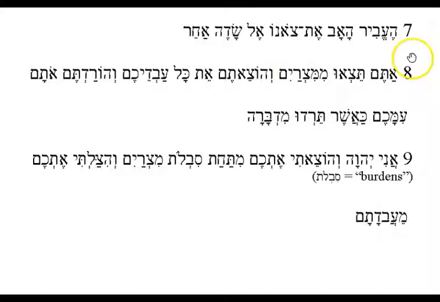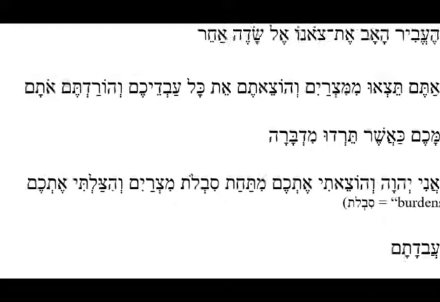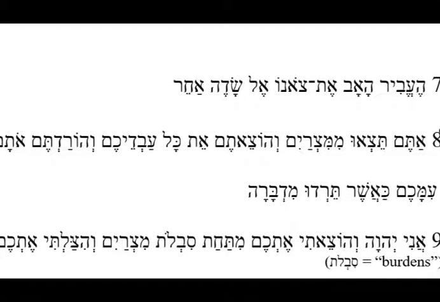Okay, now we are going to finish out the practice sheet that I gave you last week. I've posted it again here. We'll just do the last couple of sentences, which have some weak Hiphil verbs in them. Okay, we'll start here with number 7. Ha'evir ha'av et zono el sadeh acher.